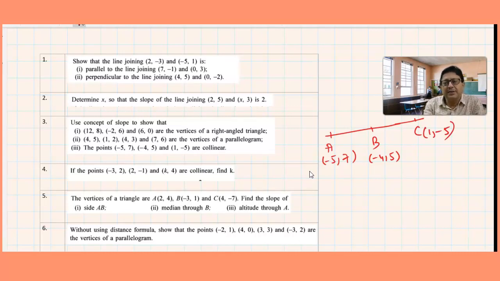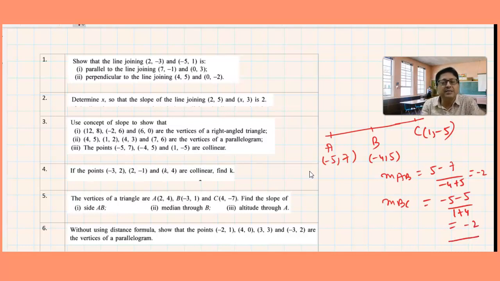Now, if you find slope of AB, this is going to be 5 minus 7 by, so this is minus 2. Slope of BC is what? So this is also minus 2. So ABC must be collinear as they have the same slope. Using this concept, you can find the value of K here. You find the slope of this point. Let it be A, this one B, and this one C. Just put slope of AB equal to slope of BC.